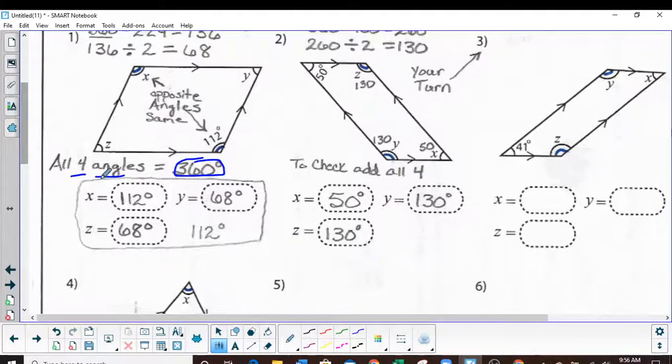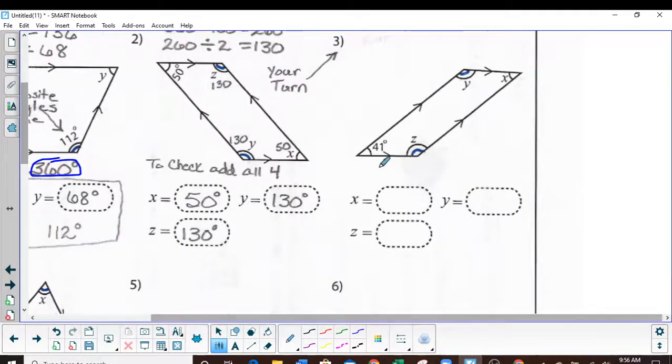Let's just jump right into number 3. It won't be bad, I promise, as we go. First thing we're going to look for is what angle do we know is 41 degrees right here.